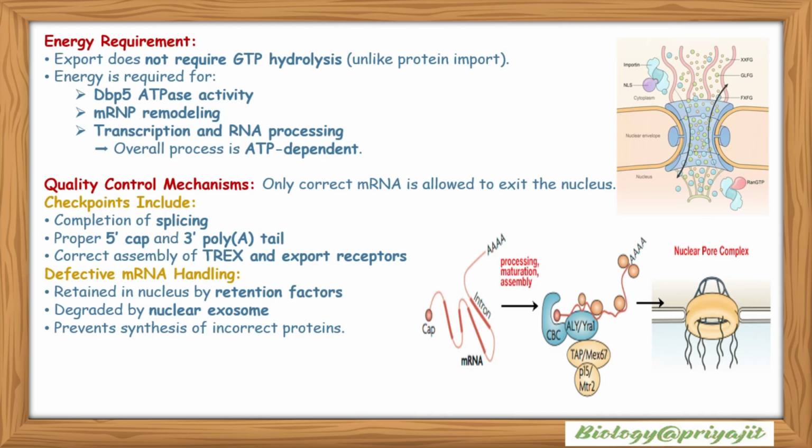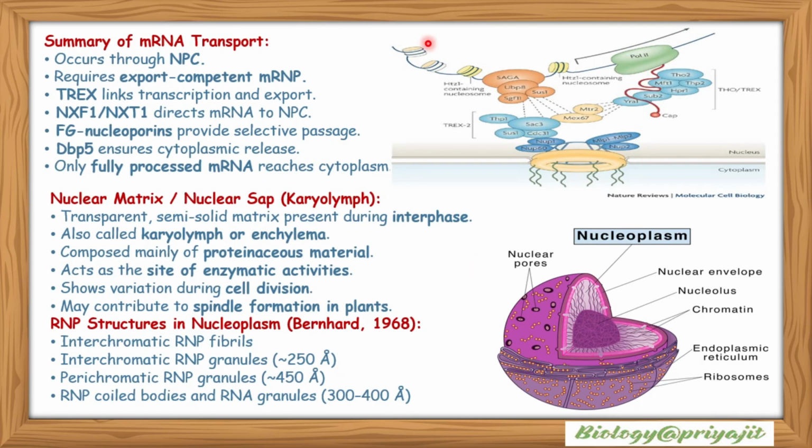Checkpoints include the completion of the splicing event, proper 5' capping, and the 3' poly A tail. Correct assembly of the TREX protein complex and export receptors must be done. For defective mRNA handling, as the image shows, the mRNA should be retained in the nucleus by retention factors and degraded by the nuclear exosome protein complex, which prevents the synthesis of incorrect proteins. So, what is the summary of mRNA transport?